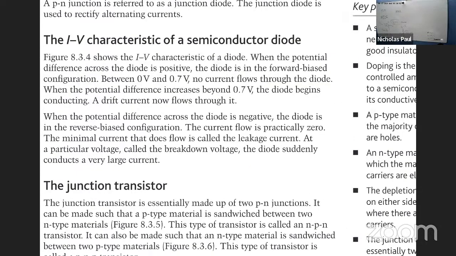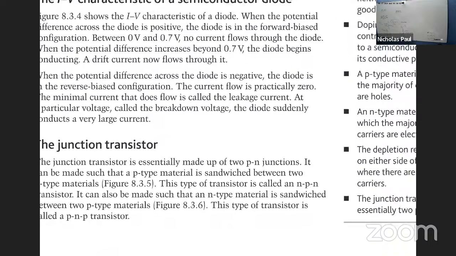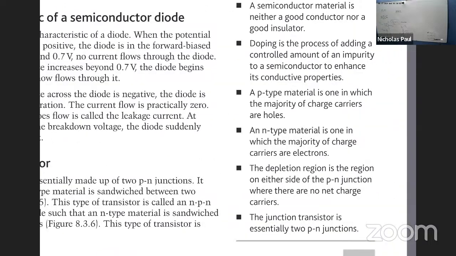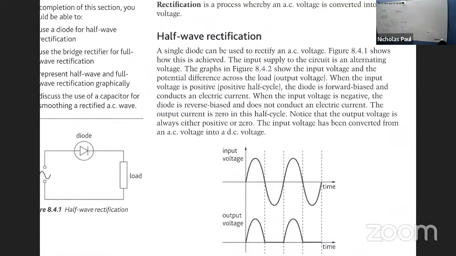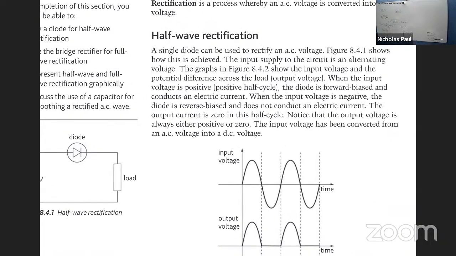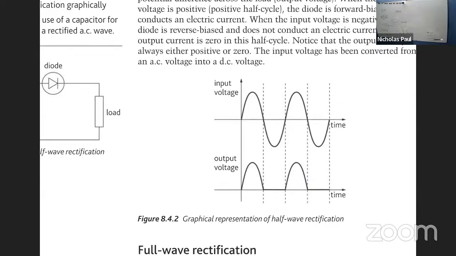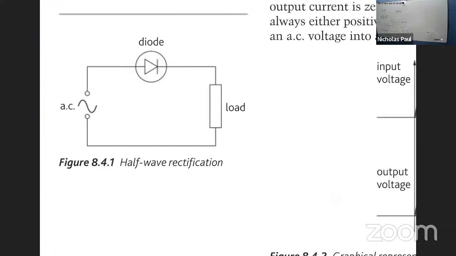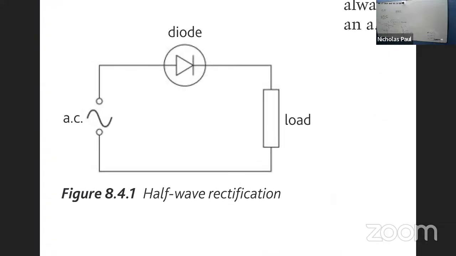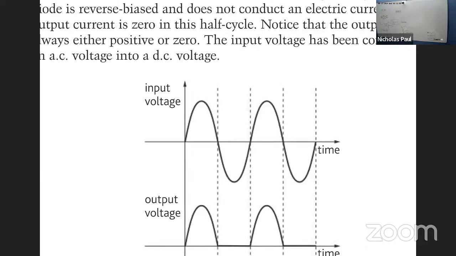Right, characteristics of semiconductor diode, or you could read that junction transistor, or you could just read up on that small note, right? Rectification, we know about half wave, full wave, and smoothing, right? Here we have an example of a half wave rectification done by what? One diode, right? While it's forward bias it is conducting, while it's reverse bias it is not conducting.